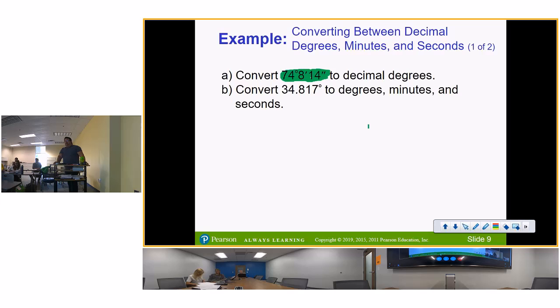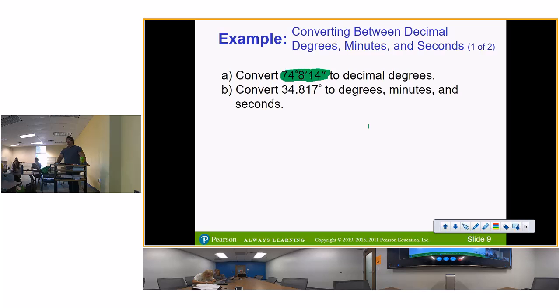All right? You do not walk up to somebody turning a theodolite or a transit or whatever and say, I need to turn 34.817 degrees. That ain't the way it happens. Anytime you're at a construction site or you're working with a surveyor or a civil engineer, you're going to turn 74 degrees, 8 minutes, 14 seconds. Why do they have decimal degrees? I have no idea. I guess to make calculations easier in academia. That's the only thing I know.